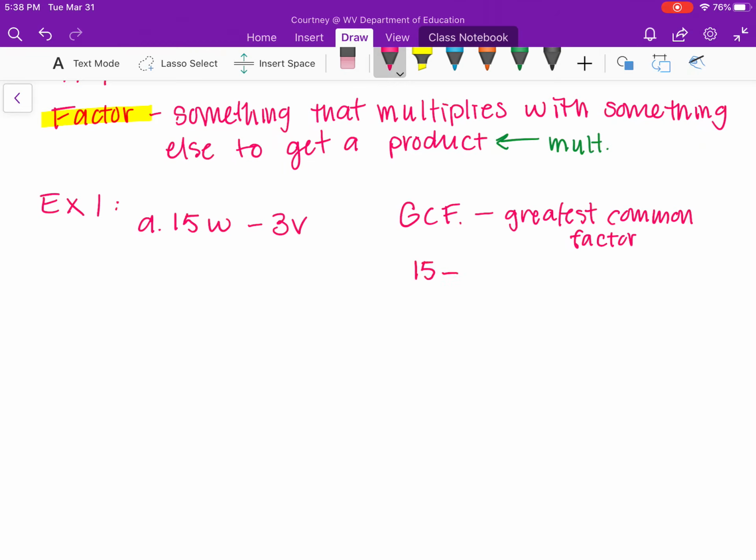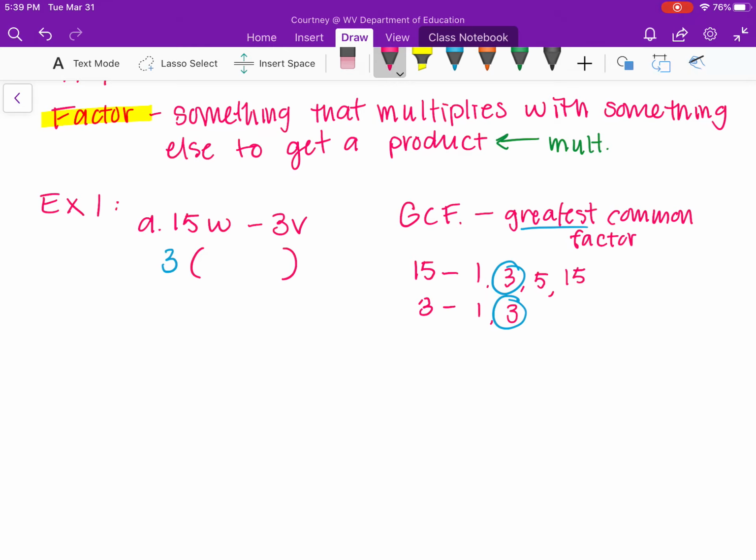Let's write all the factors of 15 and all the factors of 3. So what things multiply to get 15 and what things multiply to get 3? Well, 15 we have 1 and 15 and 3 and 5. Okay, and for 3 it's just 1 and 3. So GCF means the greatest common factor. What's the greatest one there? That would be 3. So what we do is we come over here, we put 3 on the outside, and then we put some parentheses.